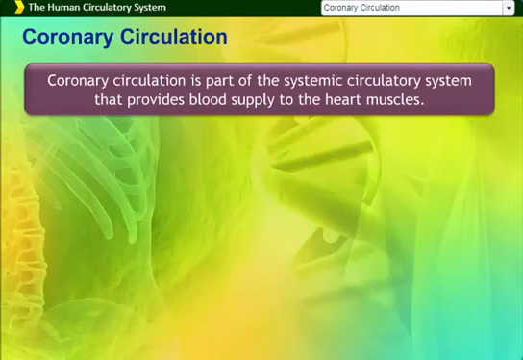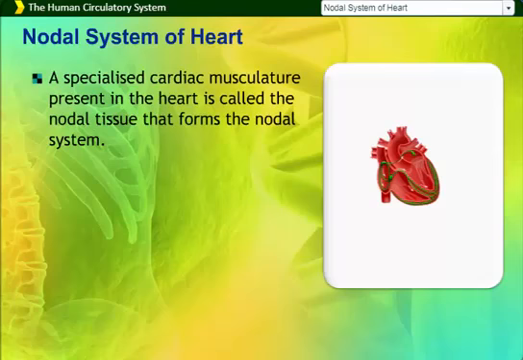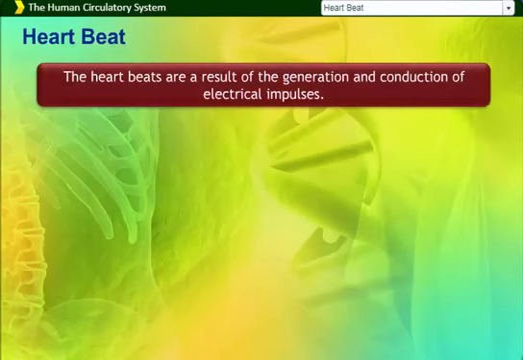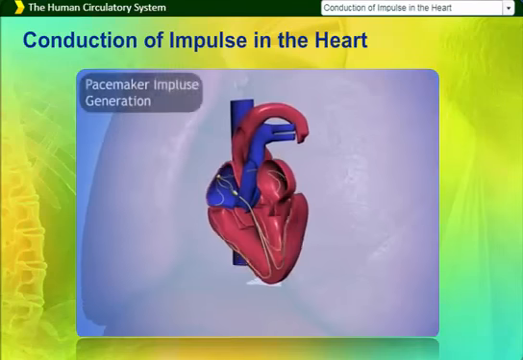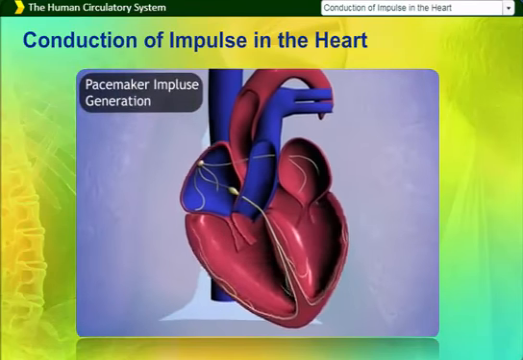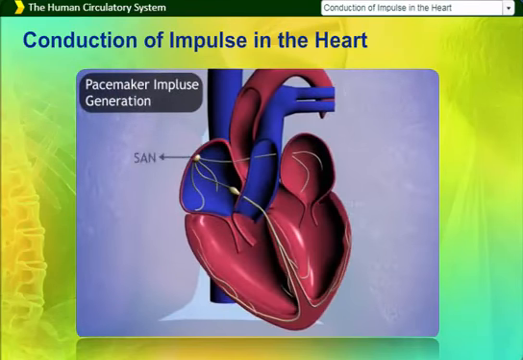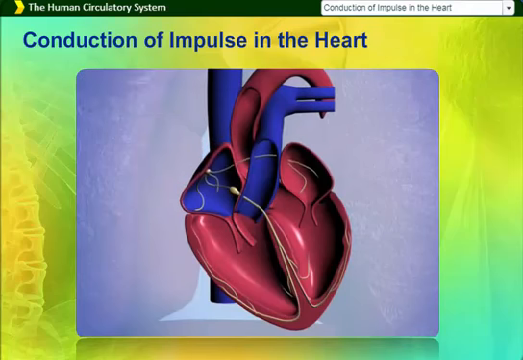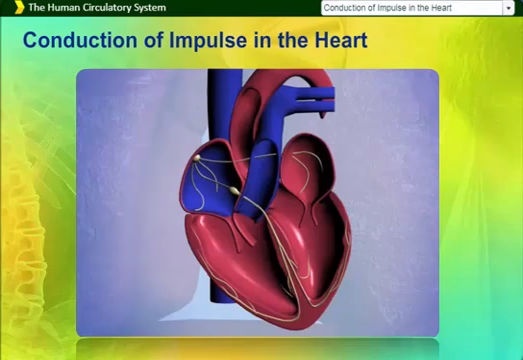Coronary circulation is part of the systemic circulatory system, a specialized cardiac musculature present. The heartbeats are a result of the generation and conduction of electrical impulses. Pacemaker impulse generation. The SAN, also referred to as the pacemaker of the heart, contracts, generating nerve impulses that travel throughout the heart wall. This causes both atria to contract.